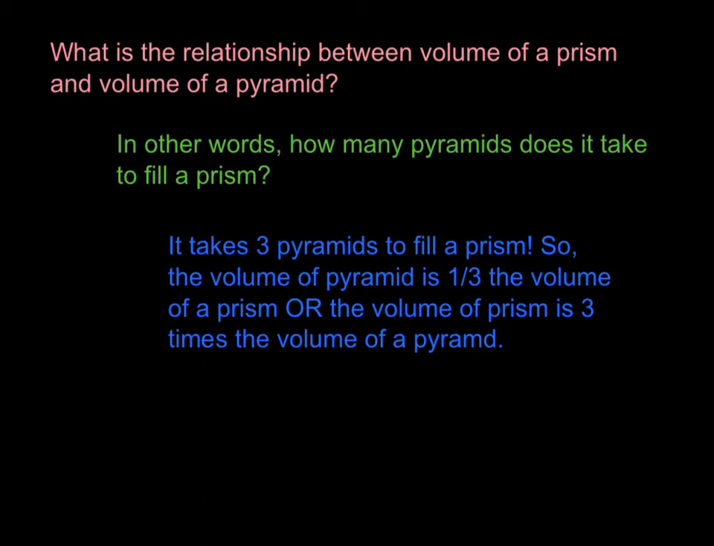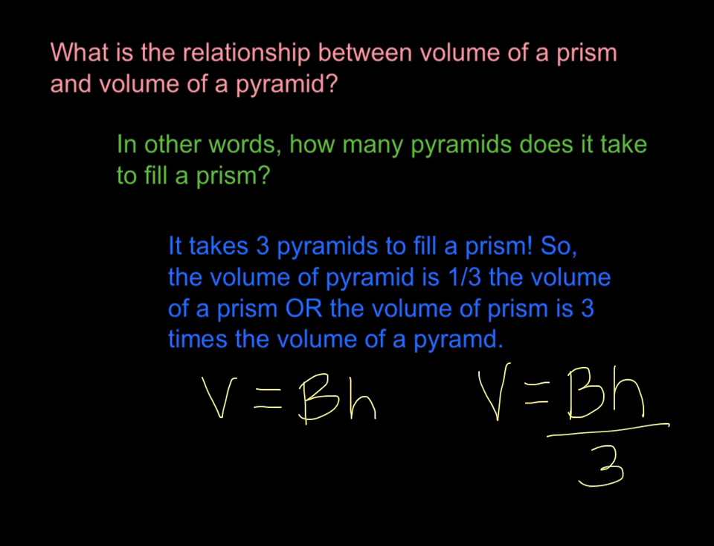So now let's think about formulas. If the volume for a prism is big B times H, what do you think the volume for a pyramid would be? For a pyramid, it would be big B times H divided by 3.